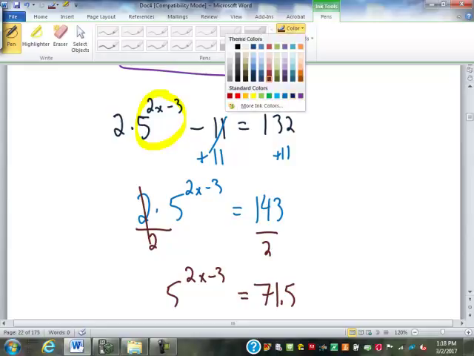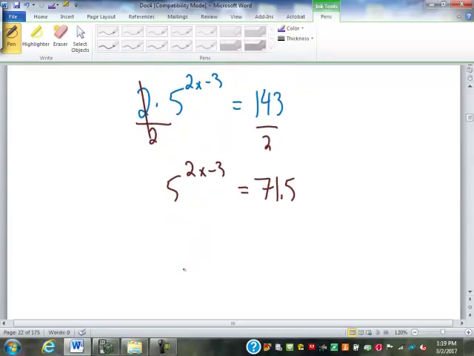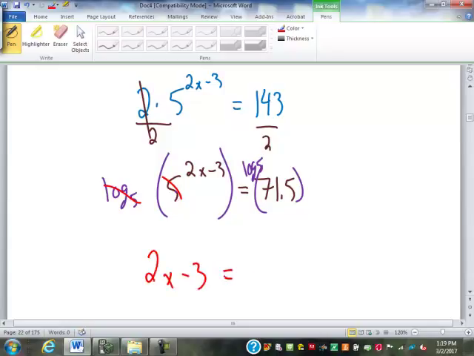Not divide by 5. It's 5 to the power of. So that the 5 is the base of an exponent. So to get rid of the base of an exponent, we use a log. That's a base 5 exponent, so it's got to be a log base 5. So over here, we're going to use a log base 5. So the log base 5 and the base 5 on the exponent cancel out. That gives me 2x minus 3. Here we have to do log base 5 of the 71.5.